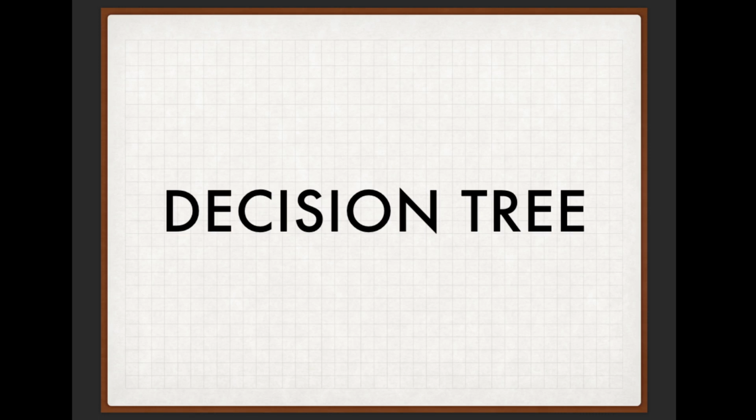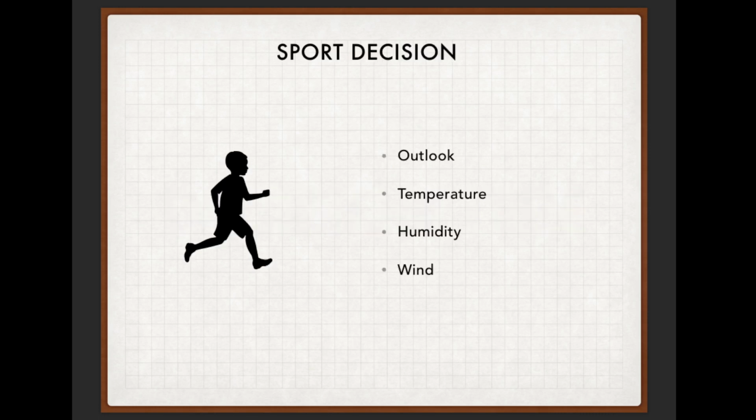Consider a sample problem of deciding, if you are a manager of a sport facility, whether one of your customers is going to do the workout today. It depends on four factors, basically about the weather: how the outlook is, is it sunny, overcast, raining, the temperature, humidity, and the wind.